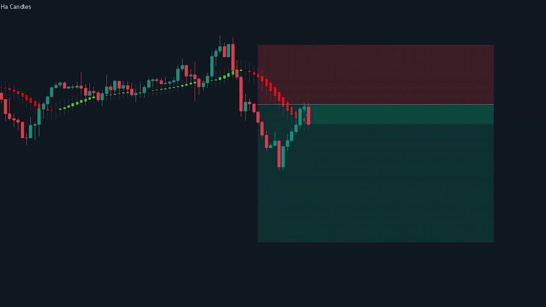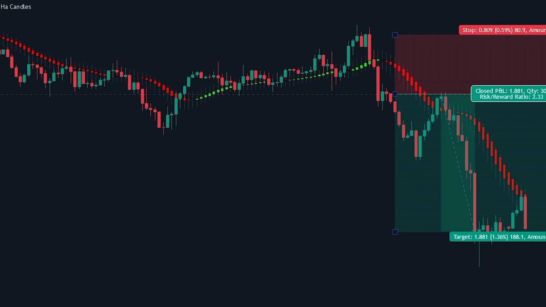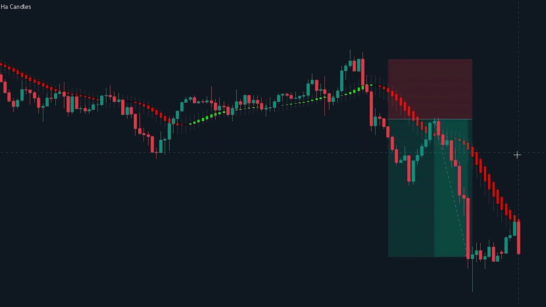As you can see, the smooth Heiken Ashi candlestick is an extremely powerful indicator that can help us combine Heiken Ashi candlesticks along with the actual price action.